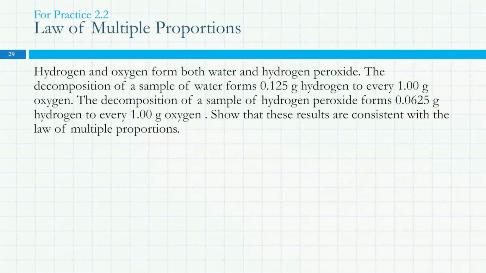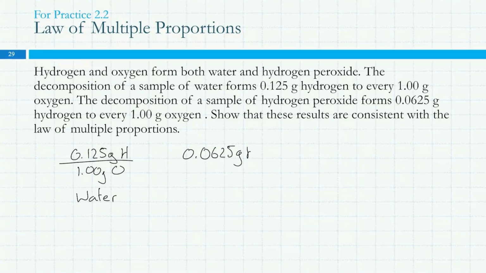I can write this as 0.125 grams of hydrogen for every 1.00 grams of oxygen, and that's for water. And then 0.0625 grams of hydrogen for 1.00 grams of oxygen. And that's hydrogen peroxide. So now how do I show that this is consistent with the law of multiple proportions?